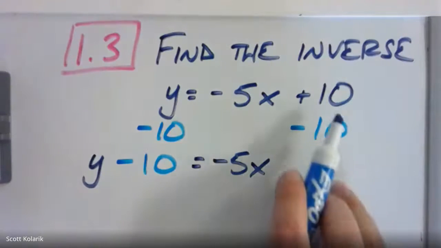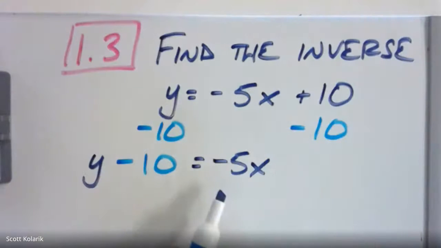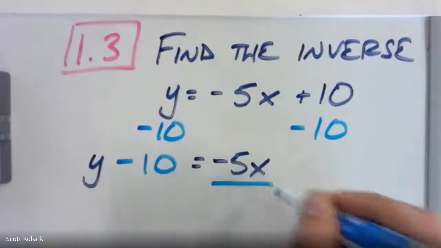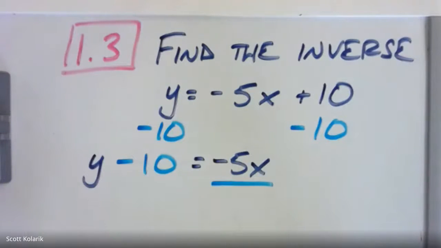Okay, well, I've successfully moved one of the objects away. I'm not quite done yet because I need to get this x by itself. So the next thing to move has to be this negative 5. It will move differently, though, because it's doing something different to the x. The -5 here is multiplying by the x, so the inverse operation in this case will be to do the opposite of multiplication, which is division. So I'm going to divide by -5.